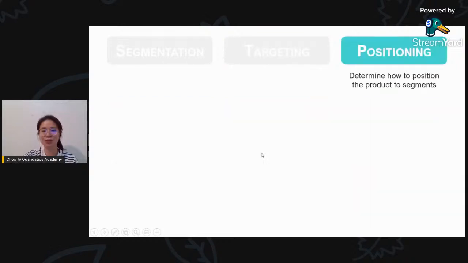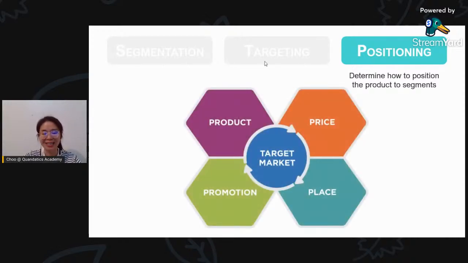Next we are moving to positioning. Positioning is about how we position the product to the segments. Just now in targeting, we identified which segments we want to target. Now we are going to position how we should offer our products and services to each of the segments. For sure, a very well-known framework is the 4P, the target market 4P. The 4P refers to product, price, promotion, and place.